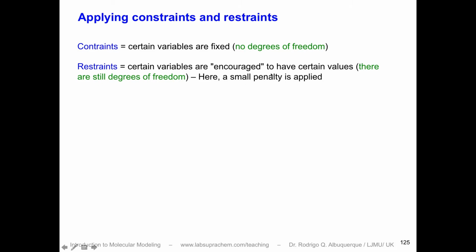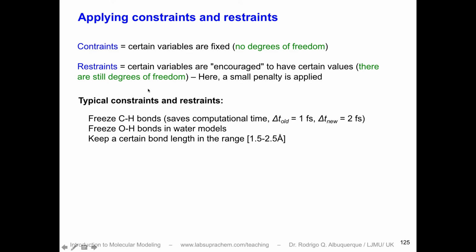A small penalty can be applied so that the atoms would possess a range of coordinates. This can be better explained here. Typical constraints and restraints are shown below. So we can freeze CH bonds so that the bond distance is frozen during the whole simulation. The vibrations are not occurring during the whole simulation.